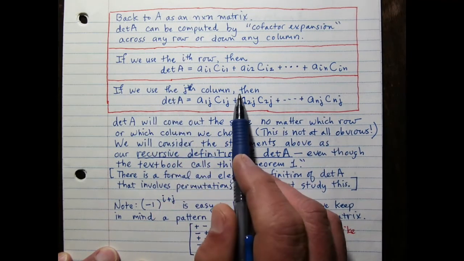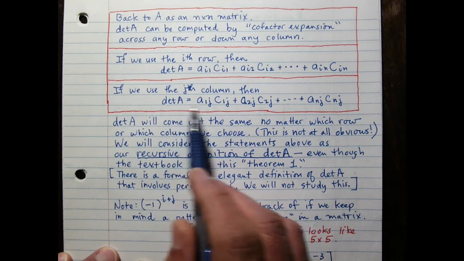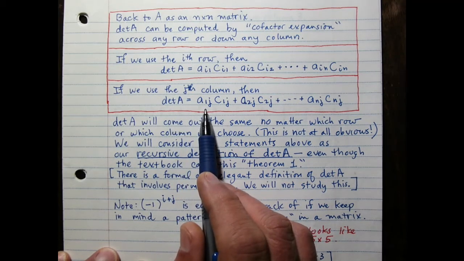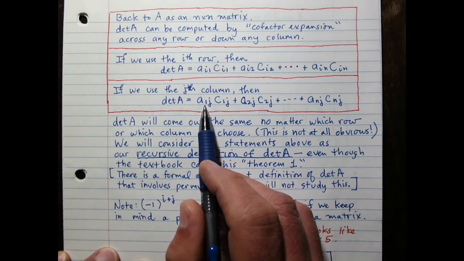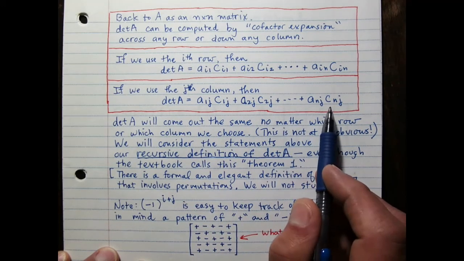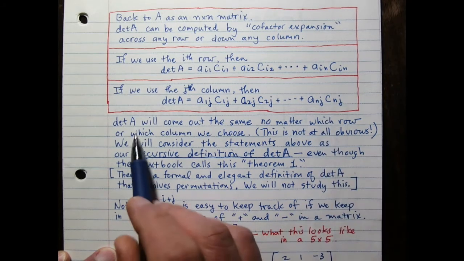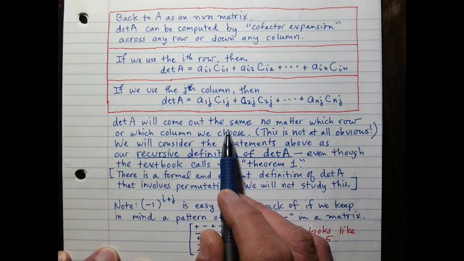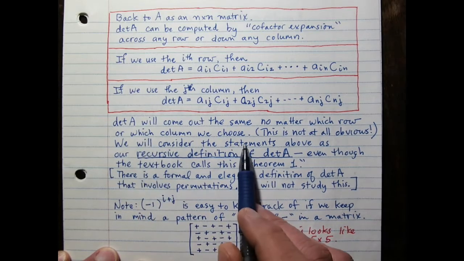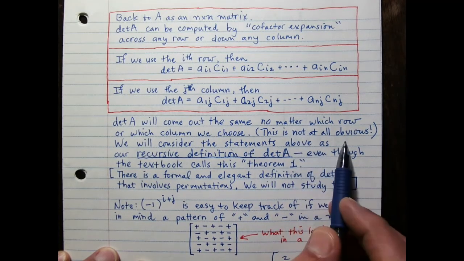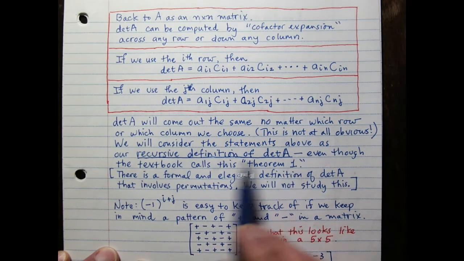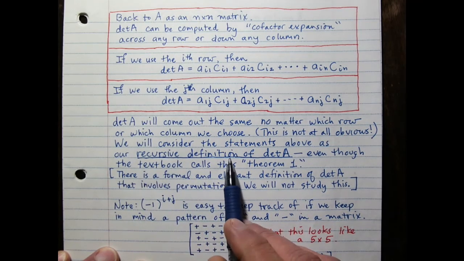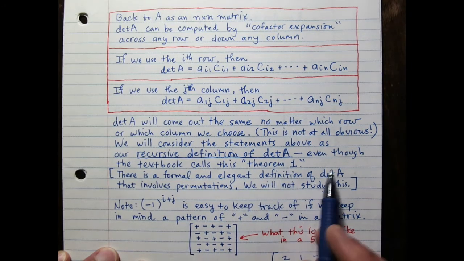We could also use the jth column, and then we would do a similar thing where we would go down a column and add up products as indicated here. The determinant of A will come out the same no matter which row or which column we choose. This is not at all obvious. So we will consider the statements above as our recursive definition of determinant of A, even though the textbook calls this Theorem 1.